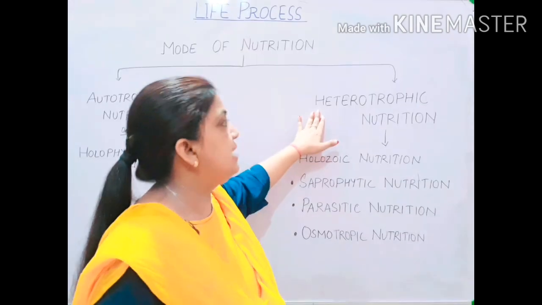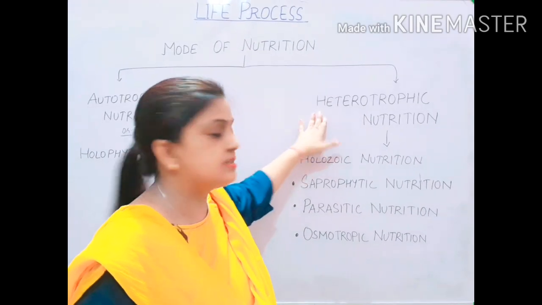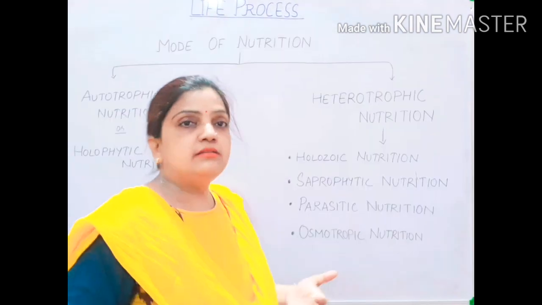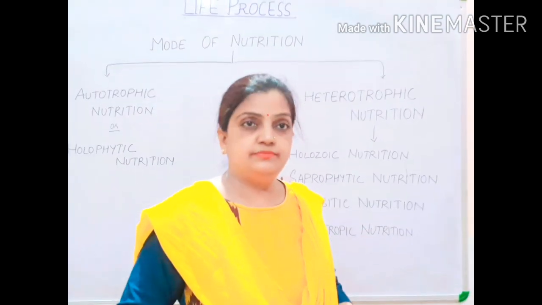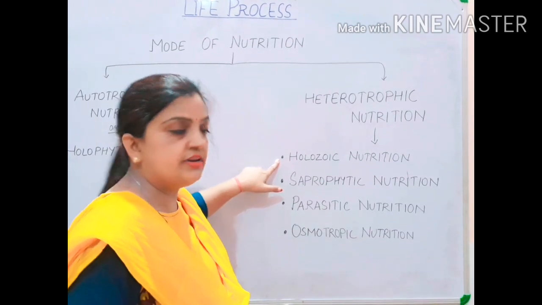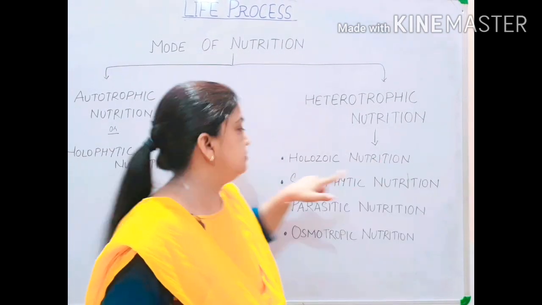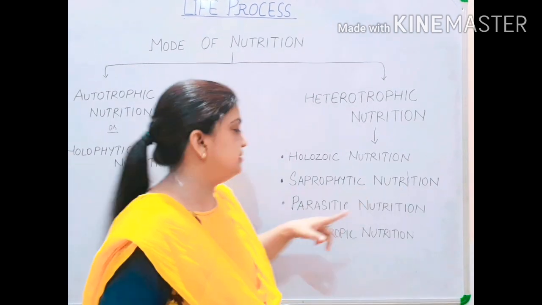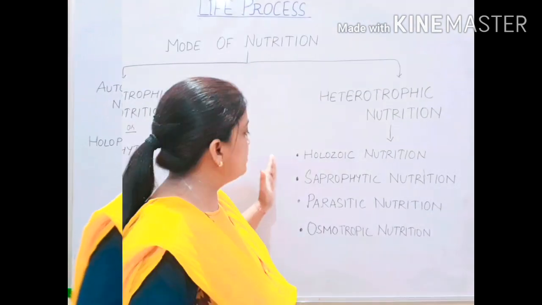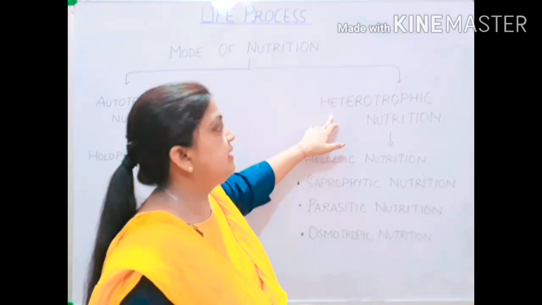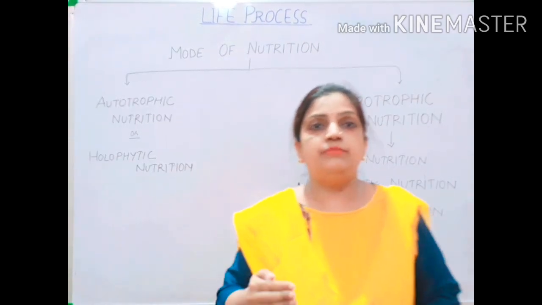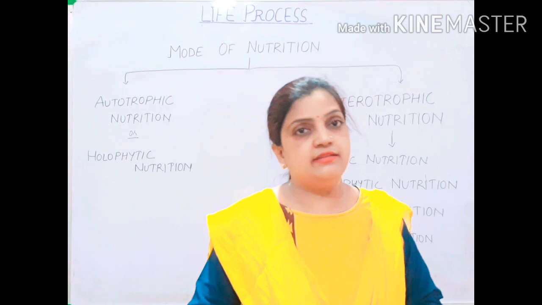Now children, heterotrophic nutrition is categorized into various types depending on the way that the organisms are taking food. On that basis, heterotrophic nutrition is classified into holozoic nutrition, saprophytic nutrition, parasitic nutrition and osmotrophic nutrition. So these four different modes of nutrition in heterotrophic nutrition, as well as autotrophic nutrition, one by one we will be discussing in the videos.